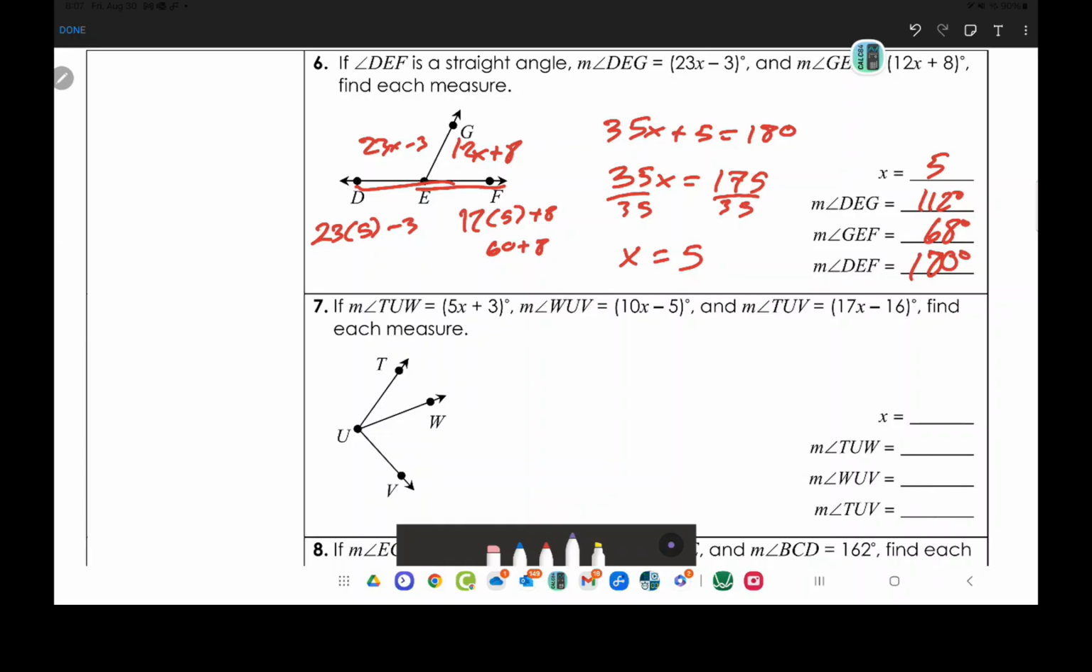Here we're given TUW is 5x plus 3. WUV is 10x minus 5. And the entire angle, the two angles added together, is 17x minus 16. So that gives me 15x minus 2 equals 17x minus 16. Subtract the 15x, add the 16. We get 14 is equal to 2x, which is 7.